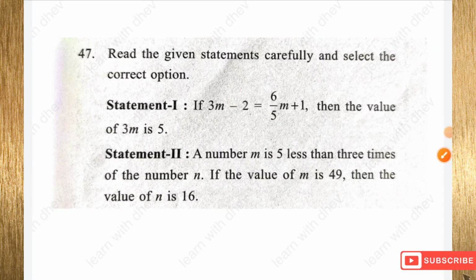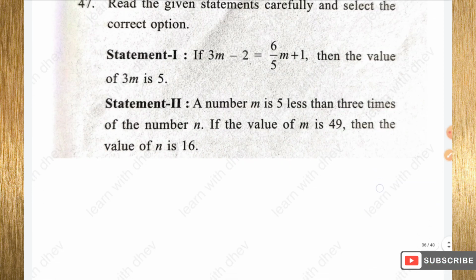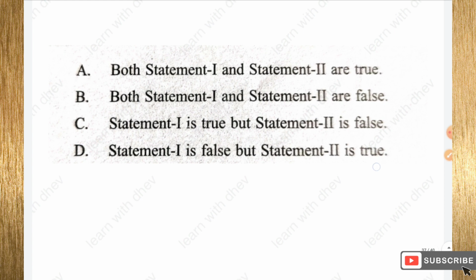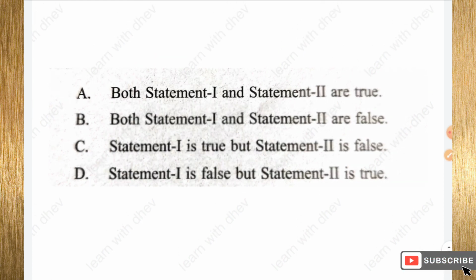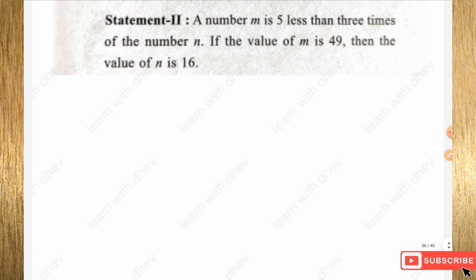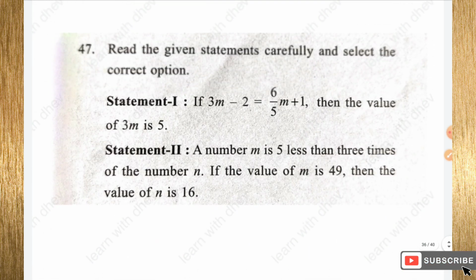Question number 47. Read the given statements carefully and select the correct option. Statement 1 and statement 2. See the options here: both statements 1 and 2 are true, both are false, 1 is true and 2 is false, 1 is false and 2 is true. In this type of question, you should solve both statements, and only then will you get the answer. You cannot skip any of them.